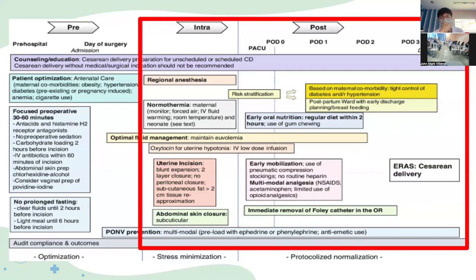So, optimal fluid management. We have the goal-directed intraoperative fluid management, which is a mainstay of many ERAS pathways. As previously stated, prevention and treatment of spinal anesthesia-induced hypotension should focus on vasopressors in conjunction with hydration.